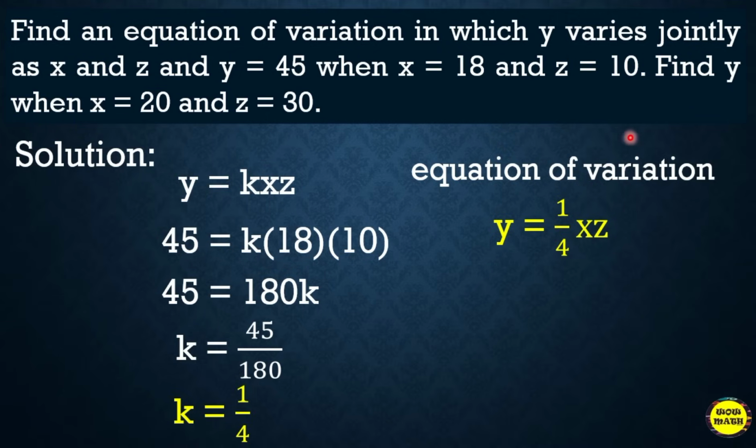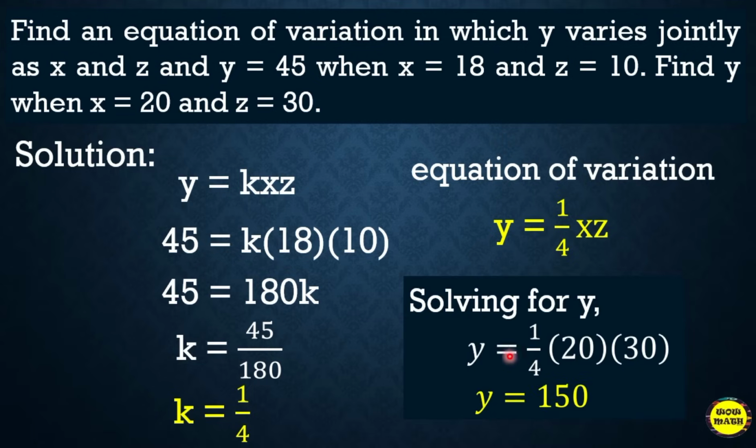So, ngayon, makukuha natin yung value ng y. Find y when x is equal to 20 and z is equal to 30. So, gamit yung equation of variation natin, substitute lang natin yung value ng x saka z dito. Solving for y, that is 1/4 times 20. So again, sinubstitute lang natin yung value ng x, tapos yung value ng z. So 20 times 30, that is 600. Divide 4, that is 150. So the value of y is 150 when x is equal to 20 and z is equal to 30.